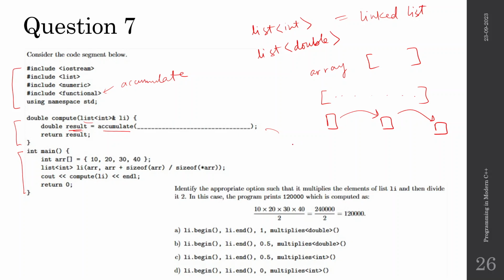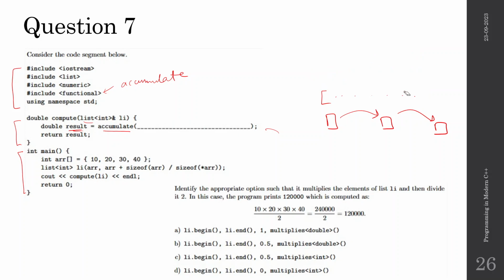Yes, sir. But sir, in this question, it also includes a header file, hash include list. But for linked list, we do not use any header file. So I'm confused about array and list. Okay, so in linked list, if you are going to write it yourself, then you don't need to include a header file. But here we are using an already defined linked list. It is already defined in the standard library. So we are using that. Okay, so this is an inbuilt linked list.